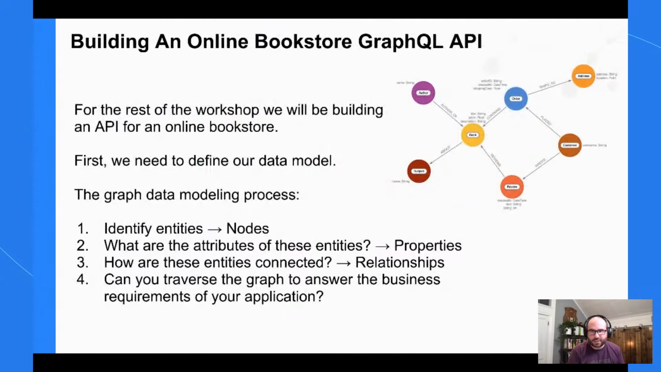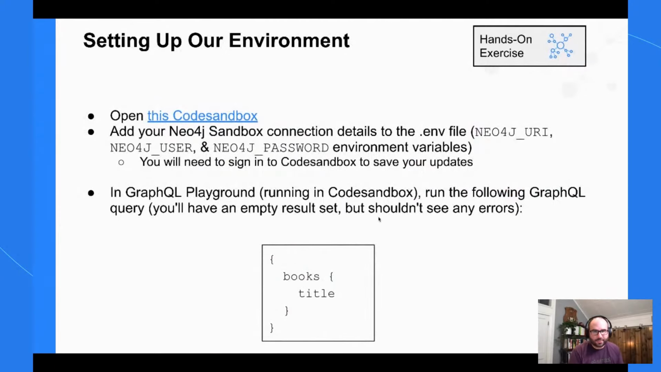Let's see if I can zoom in a bit. No, can't zoom in. This is the data model that we've come up with here, where we have books. Books have reviews that a customer wrote. Customers place an order. Order contains books. Books have an author and a subject. And then our order has a shipping address. So that's the basic data model that we're going to work with.